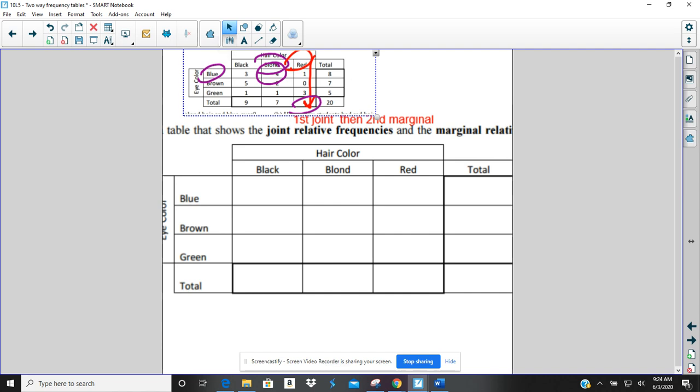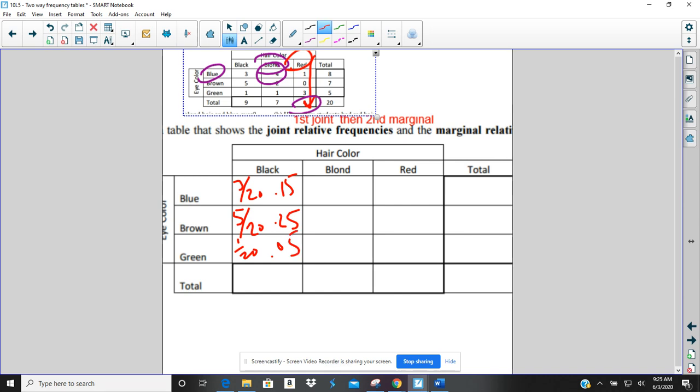So this one was going to be 3 divided by 20. What's 3 divided by 20? We're going to do the math. 3 divided by 20, as a decimal, is 0.15. Okay, let's do the next one. We'll go straight down. I'll do all the blacks first. Black hair, brown eyes, 5 over 20, which is going to be 0.25. We know that one, right? 1/4. Then 1 over 20, and we get 0.05.